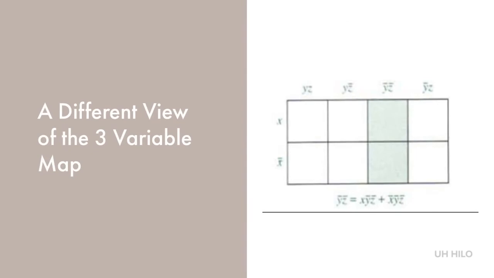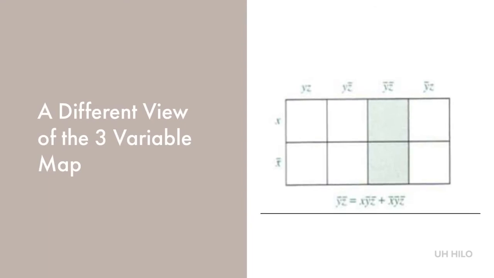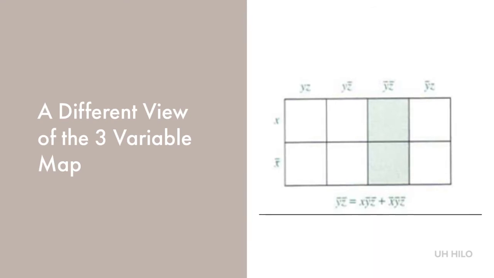Here's a different view of the 3 variable map. This one is taken from Rosen's text on discrete mathematics that we use here at UH-Hilo. The individual cells here are a bit more clearly labeled by the min terms, and if you want a nice alternative explanation of Karnaugh maps, take a look at chapter 11 in the Rosen text.